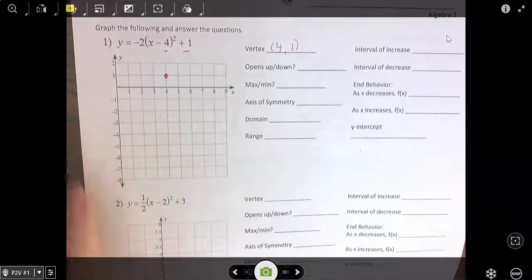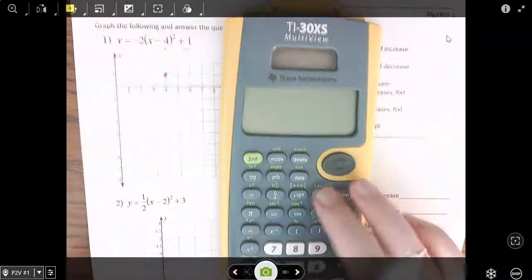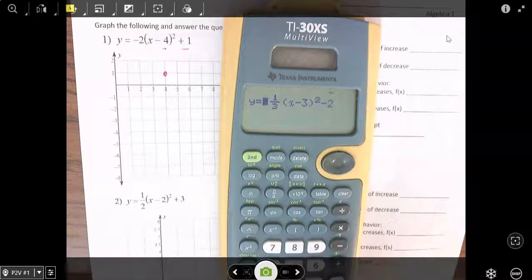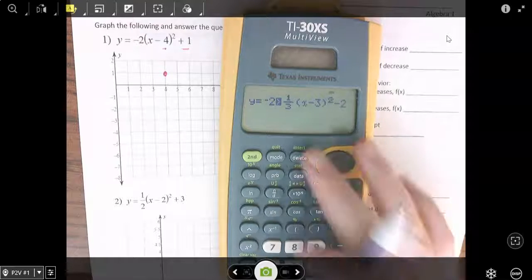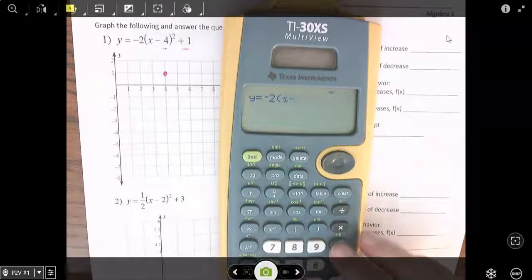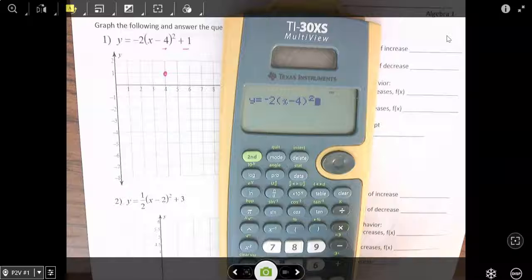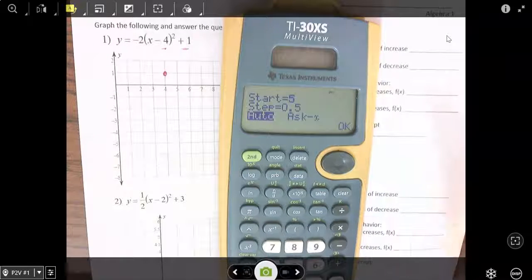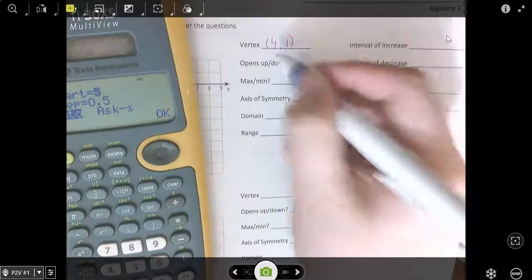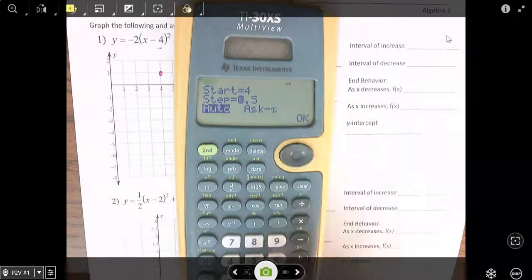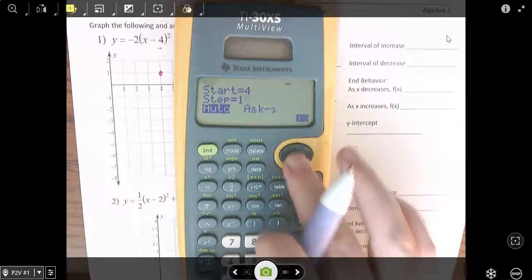Now you're going to go to your calculator and type that problem into the table. Let's go ahead and clear out what's there. Type -2(x - 4)^2 + 1 and hit enter. You want to start at 4 because that's the x coordinate of your vertex, and you're going to step up by 1 every time.